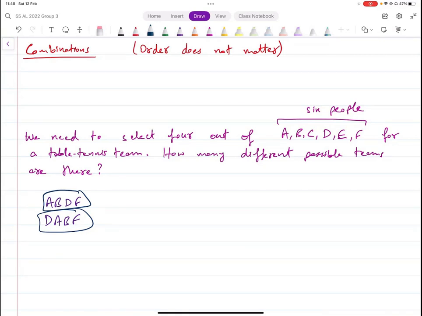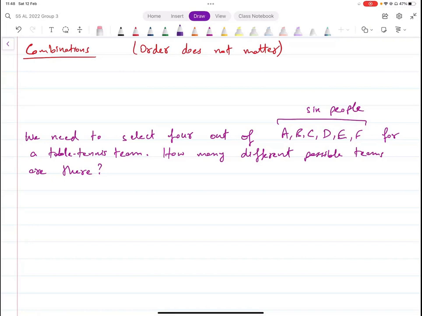So when we deal with situations like these, jahan pe aapka order is not important, there we use combinations, right? Order jahan pe important nahi hai, wahan pe hum combinations use karte. Is that okay? Now, how do we figure out this possible number of teams now? Possible number of teams kaise find karte?